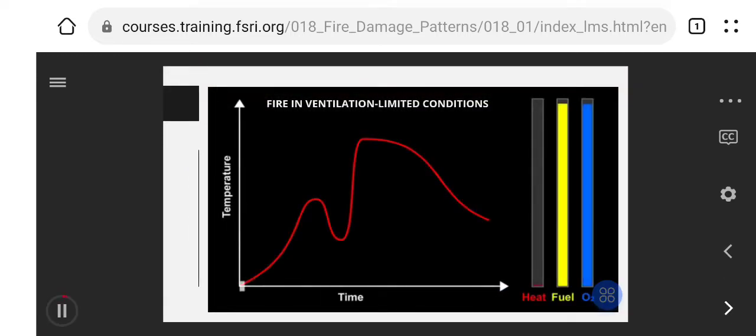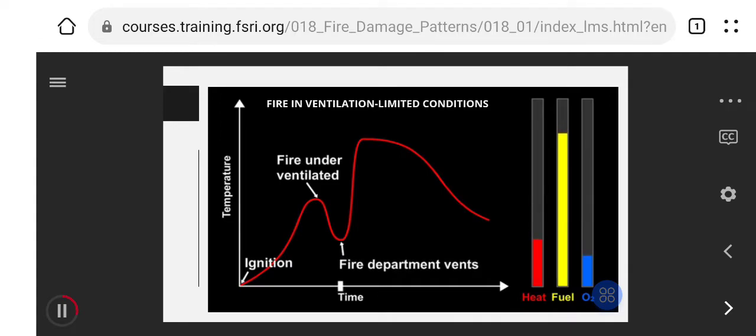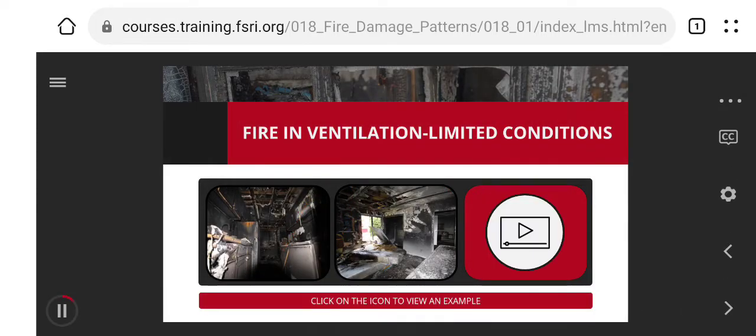In ventilation-limited conditions, the growth phase occurs as fuels ignite throughout the space, causing the fire to spread and intensify. The fire quickly depletes the available oxygen and begins to decay even though more fuel is available. If a change in ventilation introduces additional oxygen into the compartment, the fire can grow again and reach the fully developed stage. All fuels are burning at their maximum rate. The fire will transition to a second and final decay stage as the fuels are depleted. Fire temperatures drop accordingly. Click the icon to see an example or click Next to proceed.